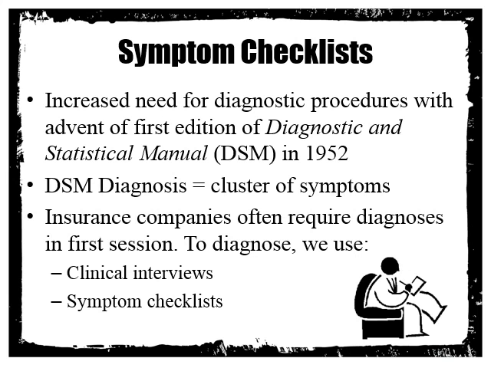Symptom checklists kind of arose in this historical context of an increased need for diagnostic procedures with the advent of the first edition of the Diagnostic and Statistical Manual, the DSM, which was first published in 1952. In the DSM, a diagnosis is defined as a cluster of symptoms. So, for example, if you have 5 of 9 symptoms, then you meet the criterion for that diagnosis. And because diagnosis is basically a certain number of identified symptoms, checklists were created to identify whether or not people had enough symptoms to meet the criteria for the disorder.